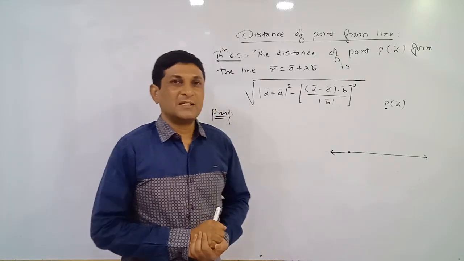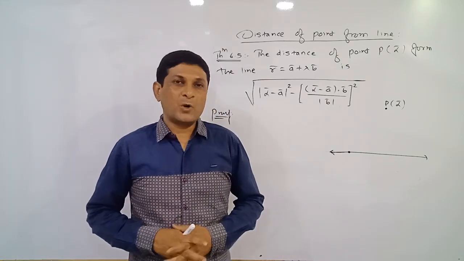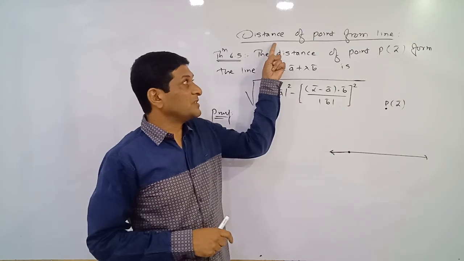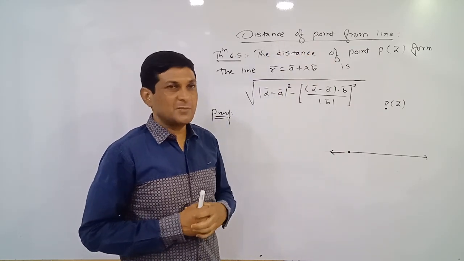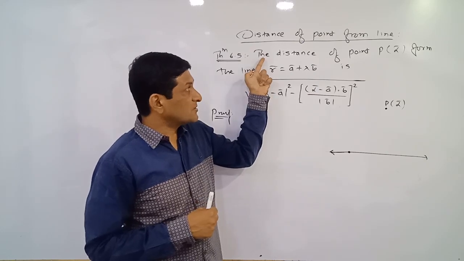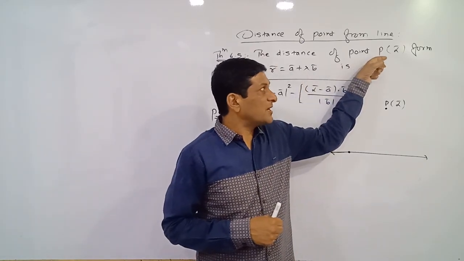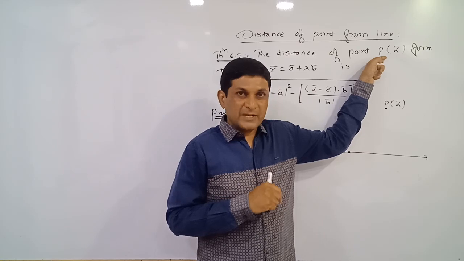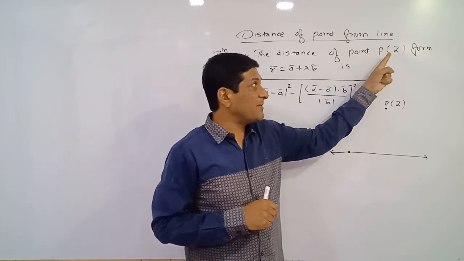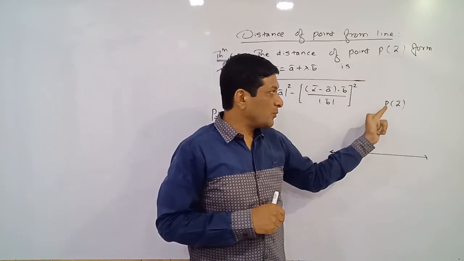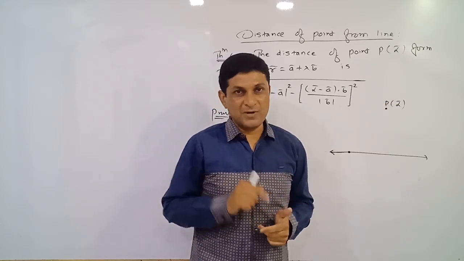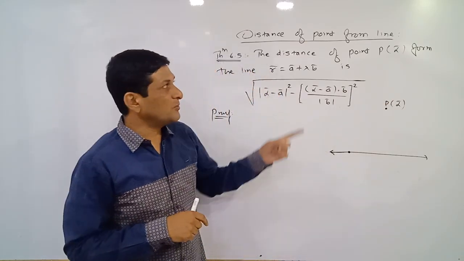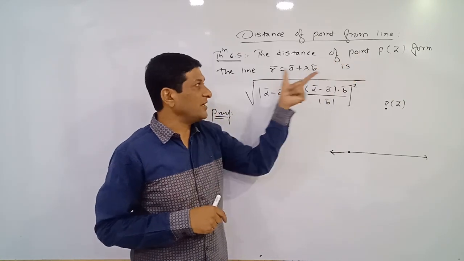Hello friends, now we are discussing a very important formula to find the distance of a point from a line. This is also one of the important theorems. The point is denoted by P and its position vector is denoted by alpha bar. We are finding a formula to find the distance of this point from a line.